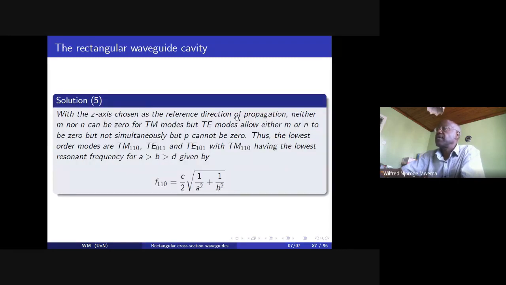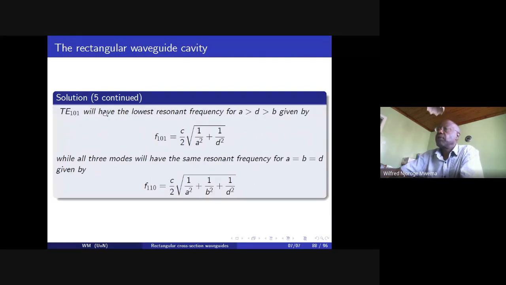So with the z-axis chosen as the reference direction of propagation, then neither m or n can be 0 for TM modes, but TE modes will allow either m or n to be 0, but not simultaneously. p cannot be equal to 0 because of the sine variation of the E or H in the z direction. And thus, the lowest order modes will be the TM110, TE011, and TE101, with TM110 having the lowest resonance frequency for a greater than b greater than d, and given by that value there. The TE101 mode will have the lowest resonance frequency for a greater than d greater than b, and given by that equation. And all three modes will have the same resonance frequency for a equal to b equal to d, and will have that value there.